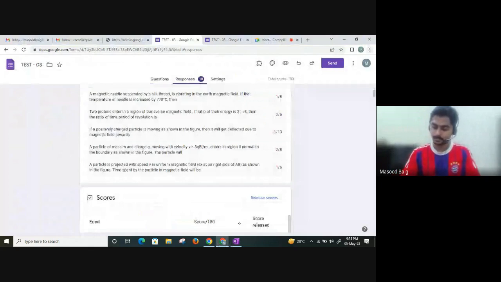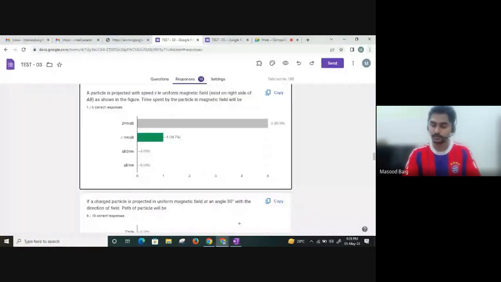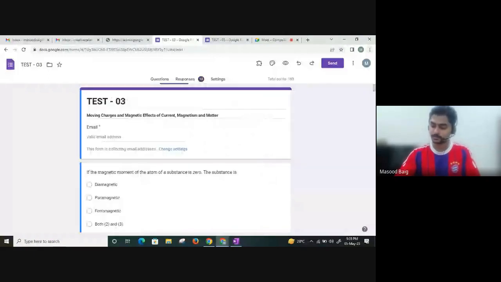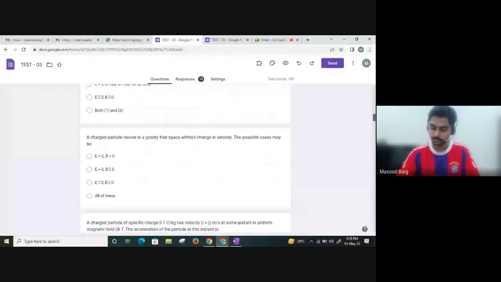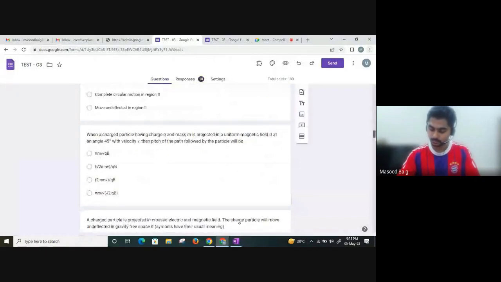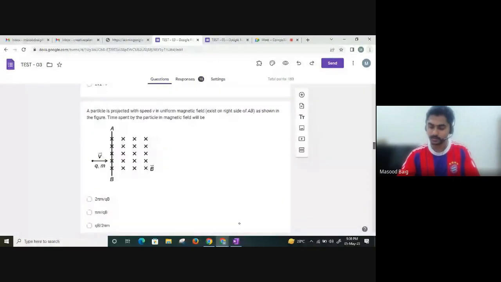A particle is projected with speed v in a uniform magnetic field that exists on the right side, again shown in the figure. Time spent by the particle again. So the field exists on the complete right side of AB, so the magnetic field is large enough here. So what is going to happen? It is going to perform a semicircular path. Whenever an object performs a semicircle, how much angle will it subtend at the center? Pi will be the angle subtended at the center.